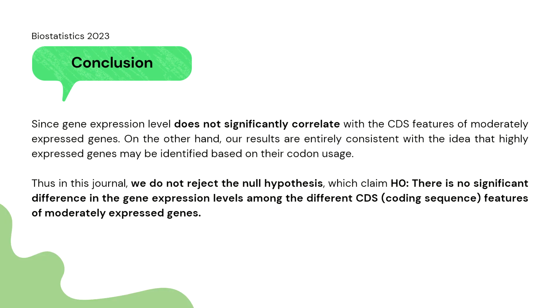Okay, so for the conclusion, we can conclude that gene expression level does not significantly correlate with the coding sequence features of moderately expressed genes. But on the other hand, our results are entirely consistent with the idea that highly expressed genes may be identified based on their codon usage, as you can see from the example of the CR1. The CR genes were affected by the codon.